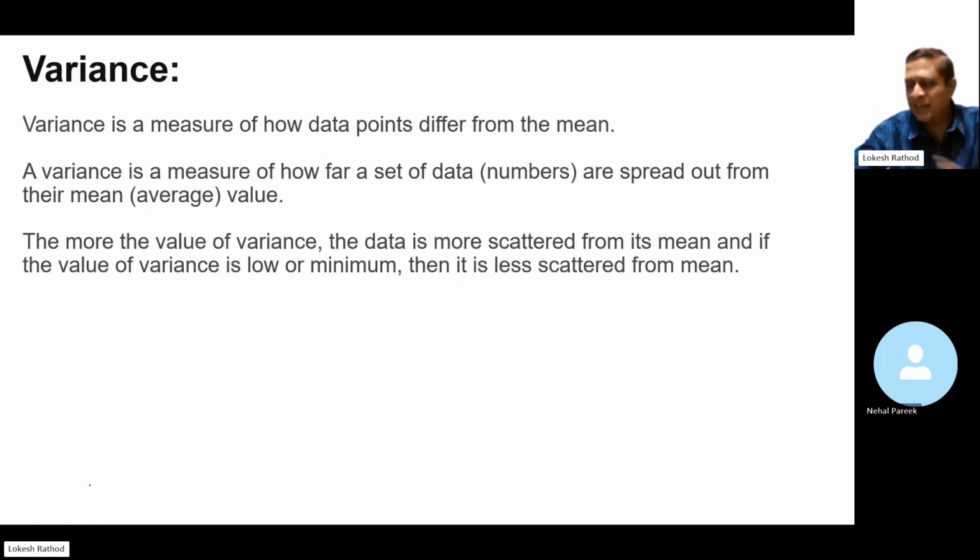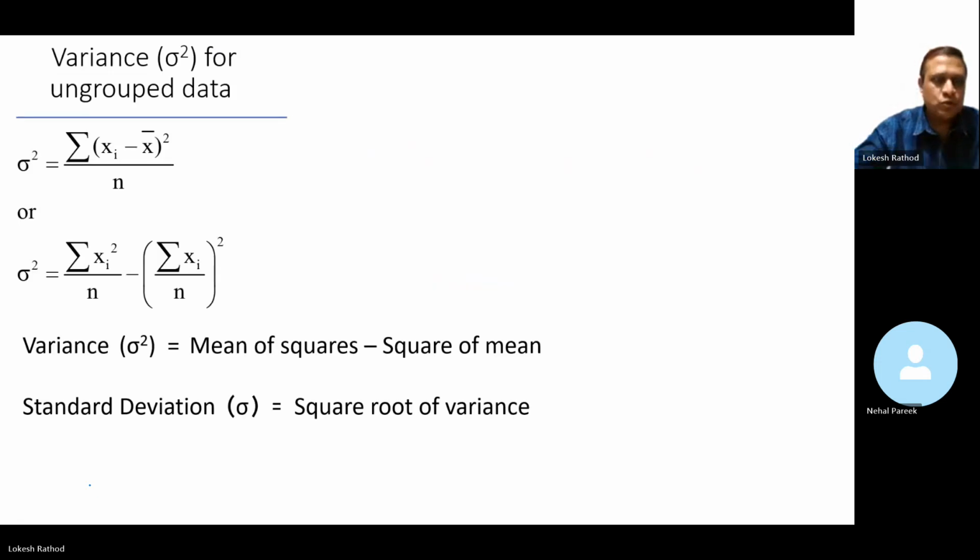So variance is how scattered the data is from the mean. This is the formula for finding variance: sigma (xi minus x bar) whole square over n. Suppose we have observations 2, 3, 4. I want to find the variance. So what is the mean? The mean is 3.